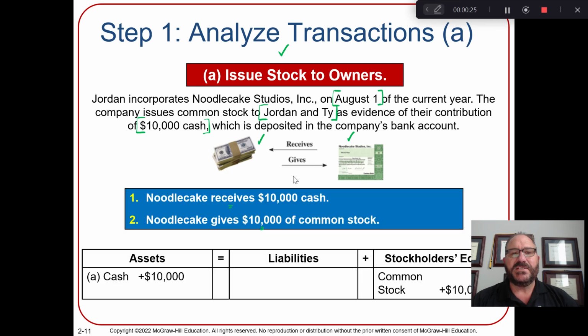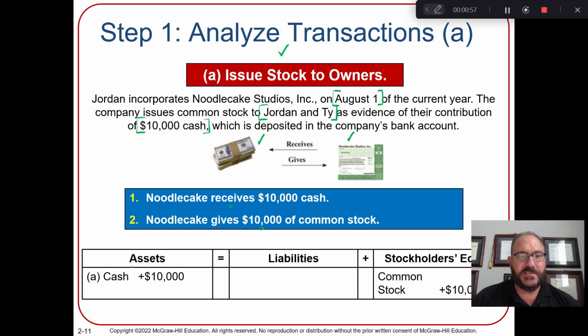So here are some transactions, okay? This one says Jordan incorporates Noodle Cake Studios on August 1st of the current year. The company issues stock to Jordan and Ty as evidence of their contribution of $10,000 cash, which is deposited in the bank account. So what you've got to do is think, okay, what happened here? Well, Jordan and Ty gave $10,000 in cash, right? And Noodle Cake gave up the common stock. So take a look at what happens here, okay?